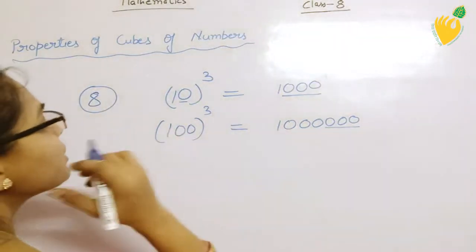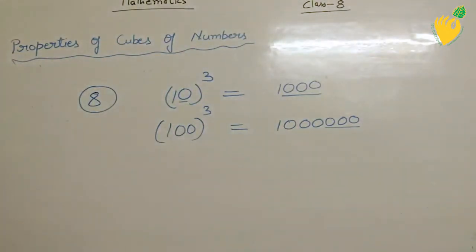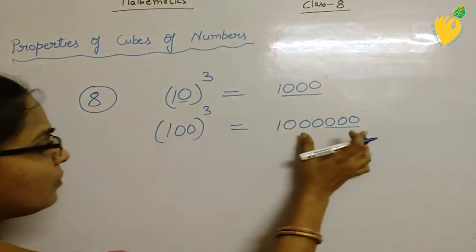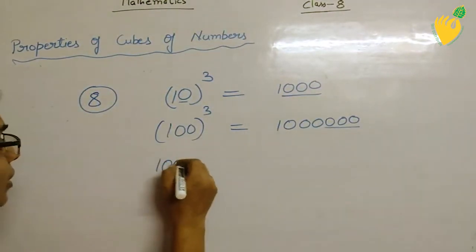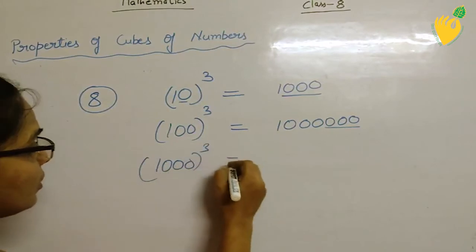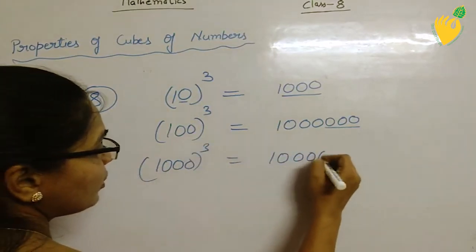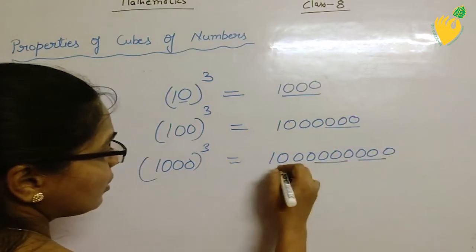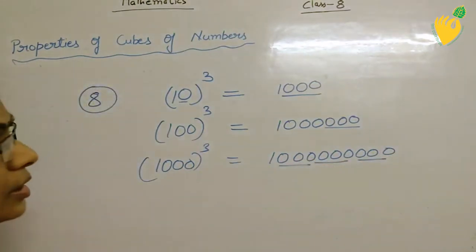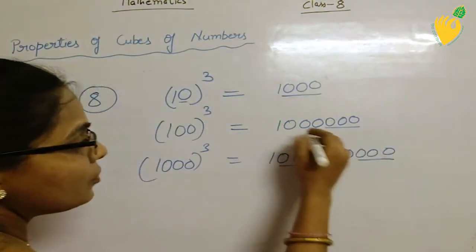Always there will be 3 zeros at the end. If there are 2 zeros, then there will be 6 zeros. If there were 3 zeros, then there will be 9 zeros, so 3 zeros in a group of 3.